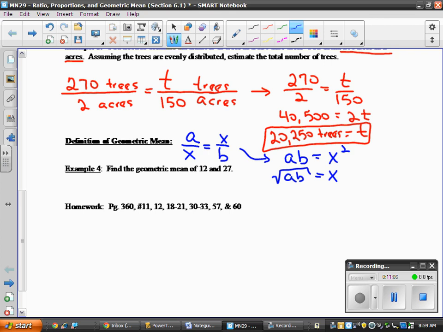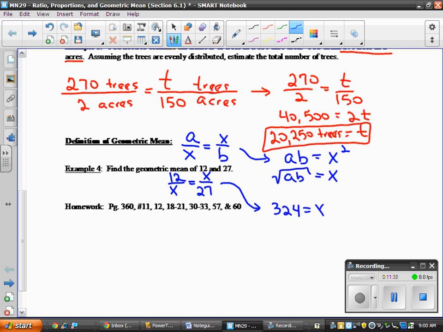Now that doesn't mean a whole heck of a lot, so let me show you how this works in example number 4. It says find the geometric mean of 12 and 27. So we're going to use this form right up above in my definition, so I'm going to go 12 over x equals x over 27. And this is where you're going to cross multiply, and I'm going to bring this down here just for more space. So 12 times 27 is going to be 324.